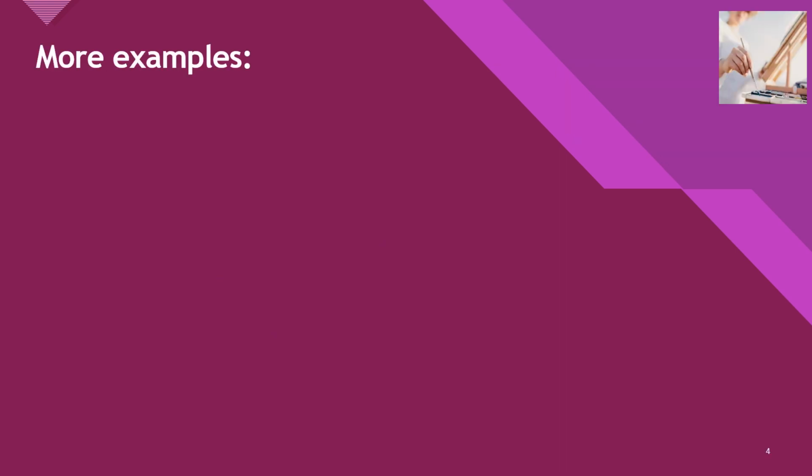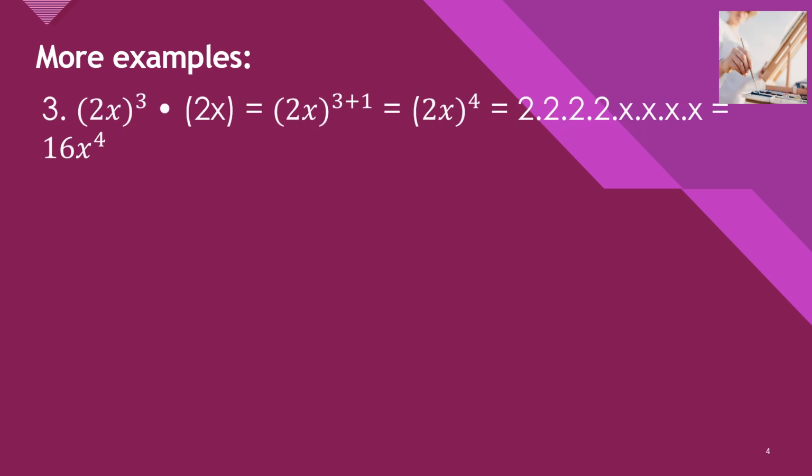Okay, so we have here more examples. We have 2x cubed times 2x. So we add the exponents, and that will become 2 raised to 4. By simplifying, that's 2 times 2 times 2 times 2, and then x. So we got 16x squared.